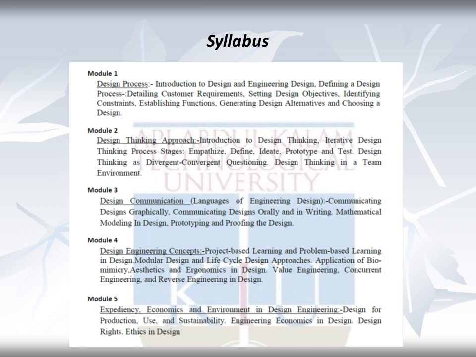Module 2 deals with the design thinking approach. In this module, design thinking as divergent-convergent questioning is done. Design thinking in a team environment is also explained. Module 3 deals with design communication. In this module, we'll be explaining how designs can be communicated graphically, orally, and in writing.